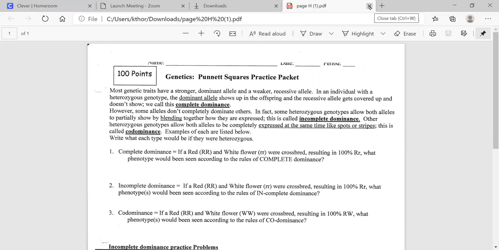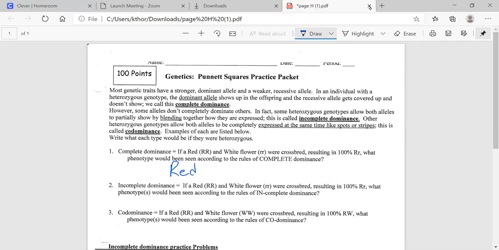Write what each type would be if they are heterozygous. So we have complete dominance. If a red and a white flower crossbred resulting in 100% heterozygous, what phenotype would be seen according to the rules of complete dominance? They would all be red. So let's write that down. They would all be red.